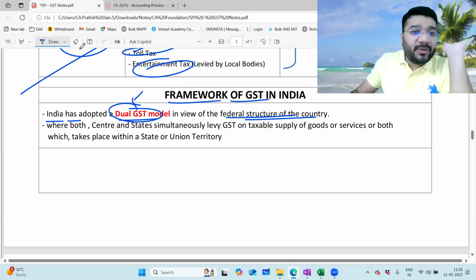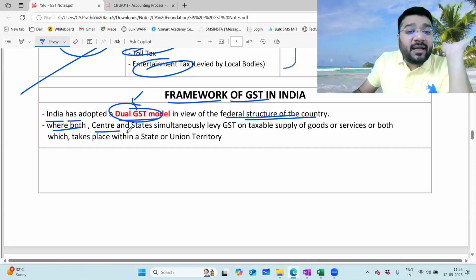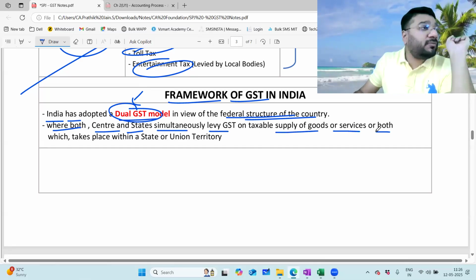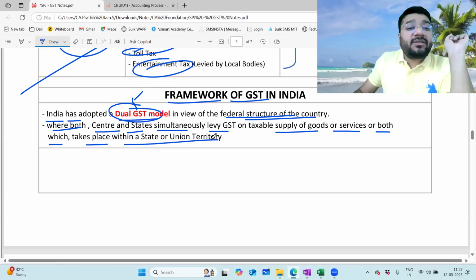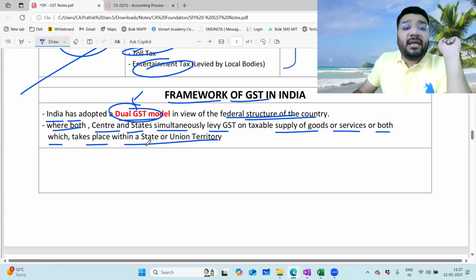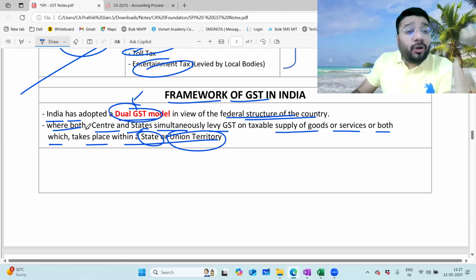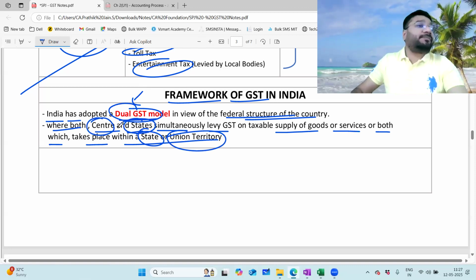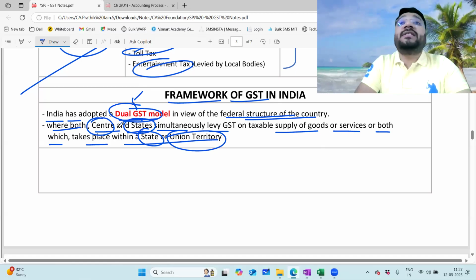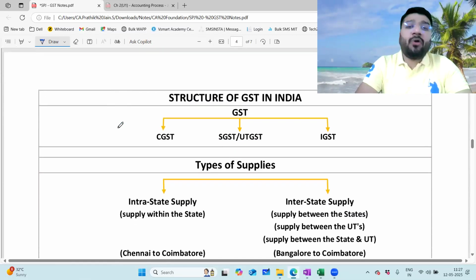Dual model. Any problem in this? Where both the center and the state simultaneously levy GST on the supply of goods and services, which takes place within the state or the union territory. So any transaction taking place within any state or union territory, the taxes will be levied by both the central government and the state government. So what model of GST do we follow? Dual GST model. Okay.